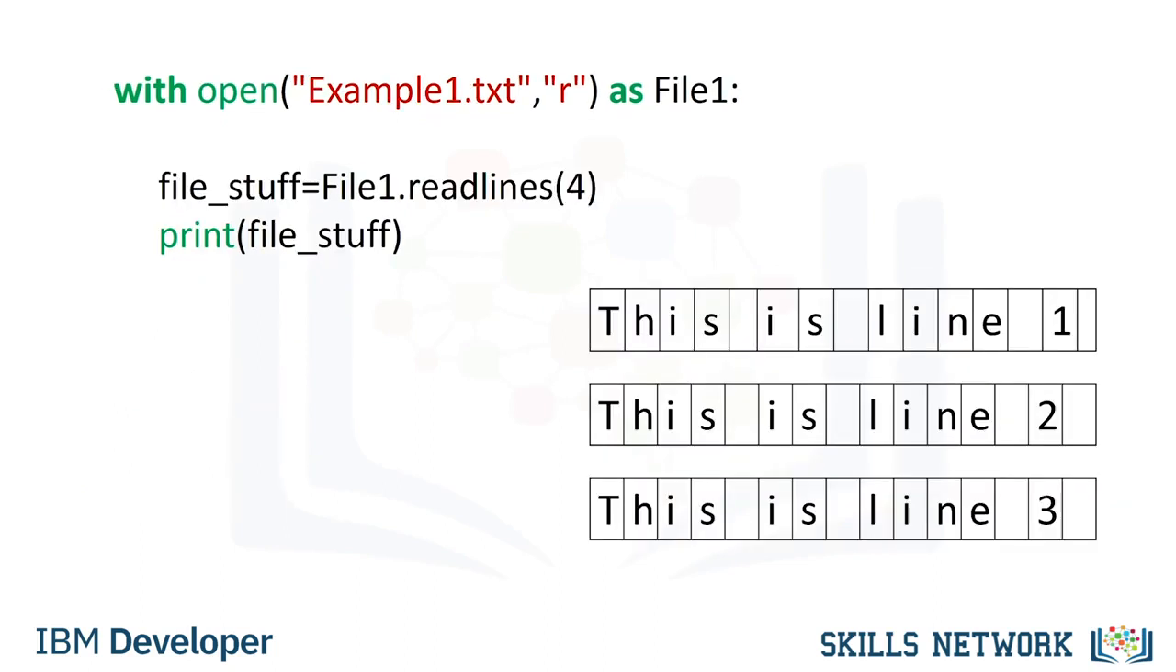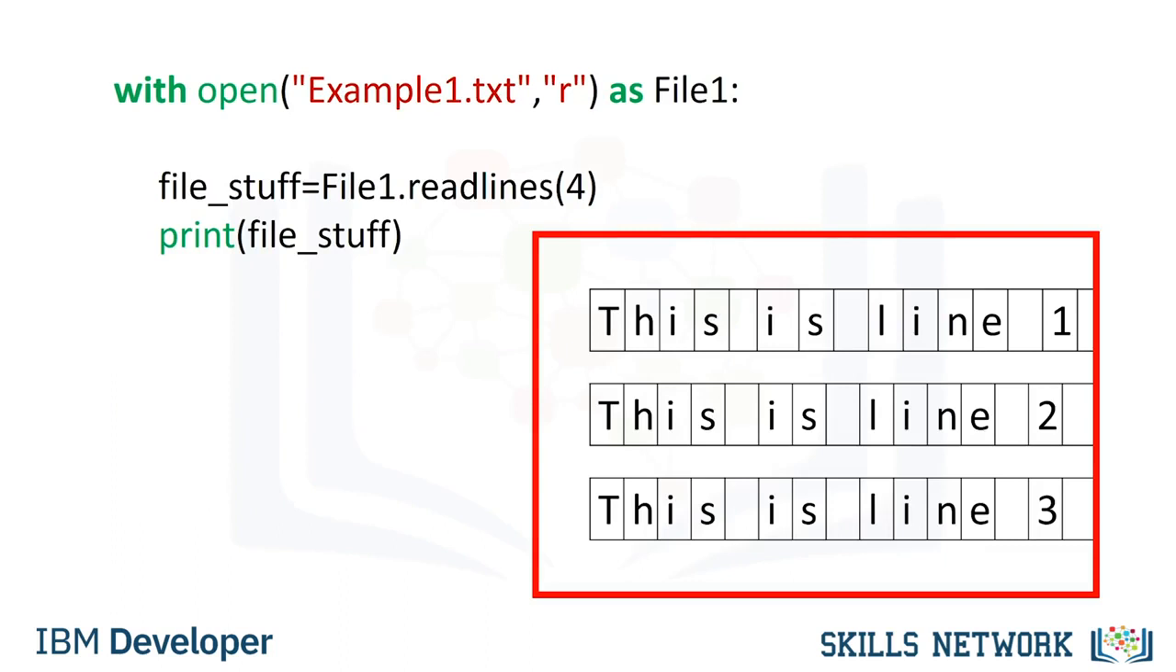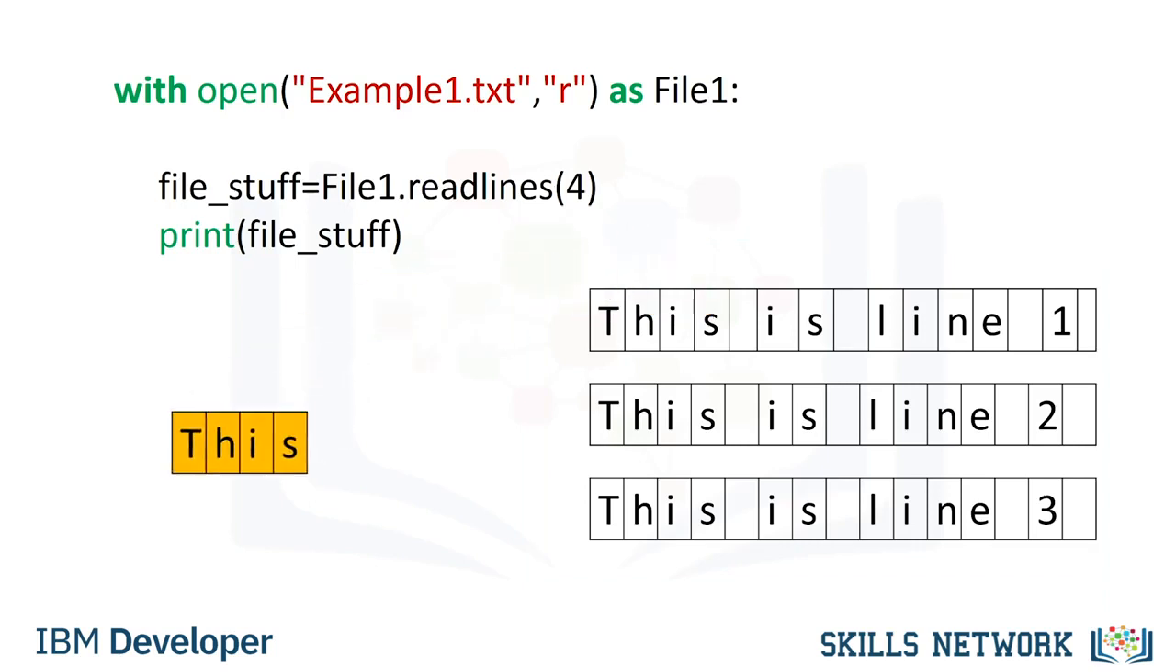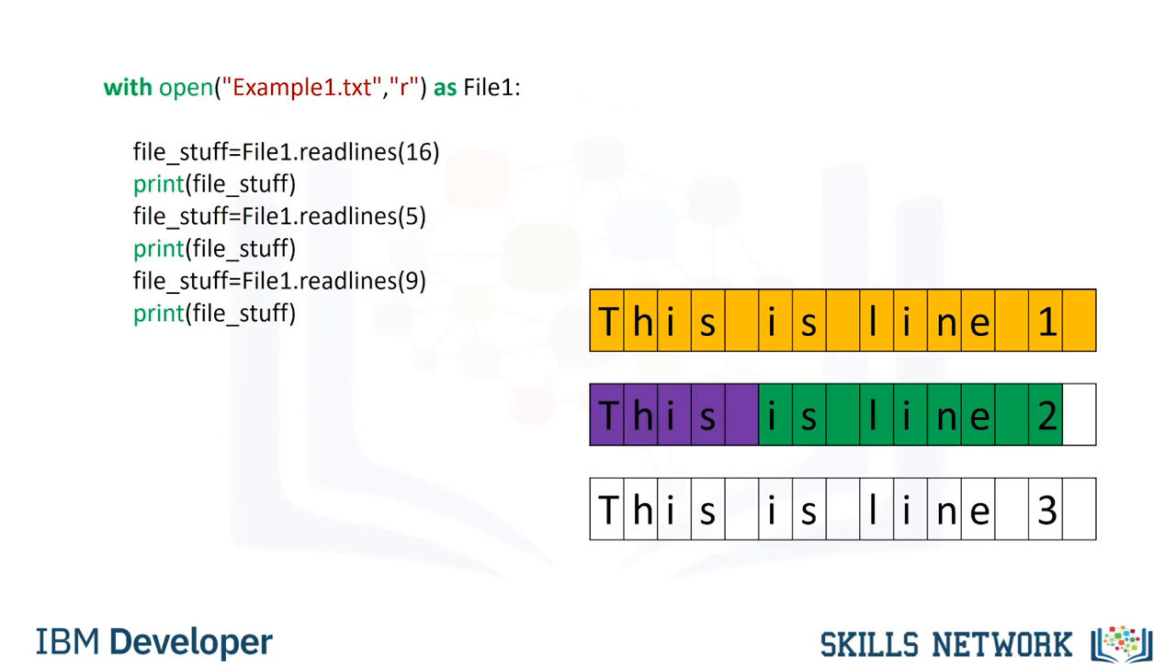Let's represent every character in a string as a grid. We can specify the number of characters we would like to read from a string as an argument to the method readlines. When we use a 4 as an argument in the method readlines, we print out the first 4 characters in the file. Each time we call the method, we will progress through the text.